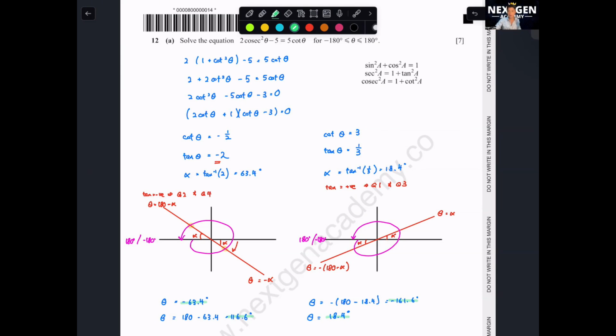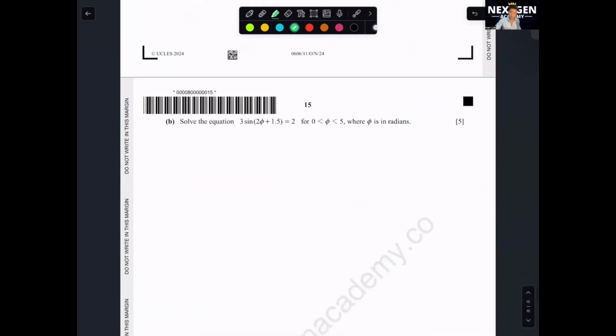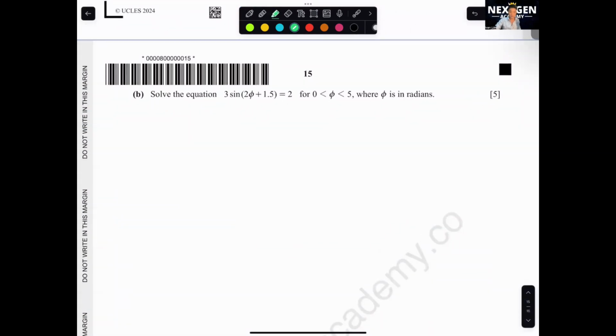Okay, one last one for today. Question B. Solve the equation 3 sine bracket 2 phi plus 1.5 equals to 2. Your phi is from 0 to 5, okay? Then phi is in radian. So change your calculator to radian mode first. We're going to solve for this.